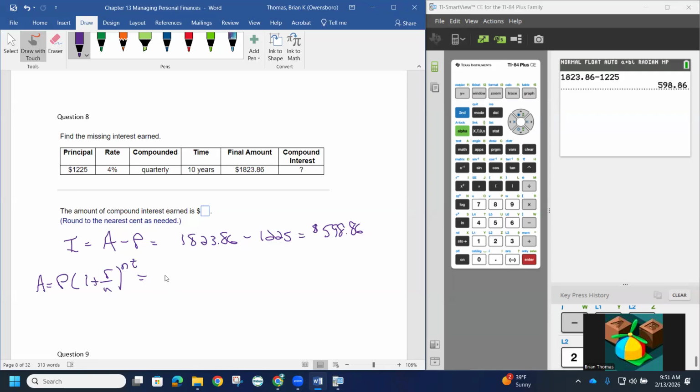So I could substitute in the 1225 in for the principal. We have 1 plus the interest rate is 4%, which is 0.04. Since it's compounded quarterly, quarterly means we're compounding 4 times a year. So we're dividing a year into 4 equal increments. So we're compounding the interest 4 times a year, and we're doing that over how many years? Since we're doing it 4 times a year for 10 years, we're going to be doing that 4 times 10, or we could have said 40.